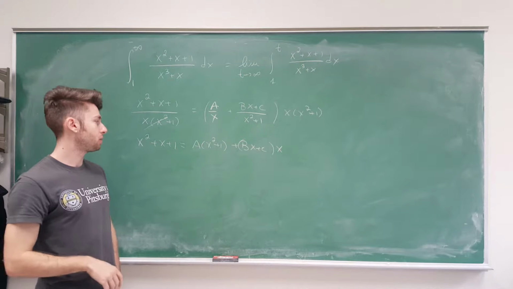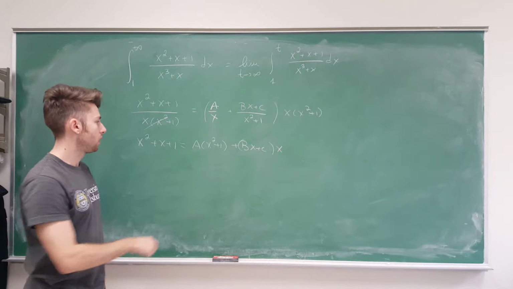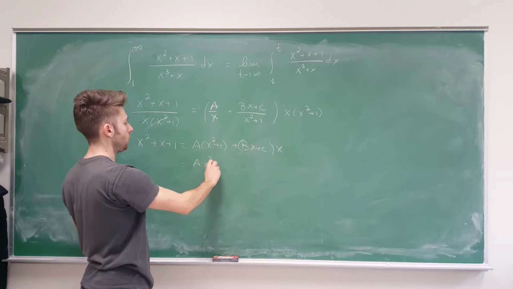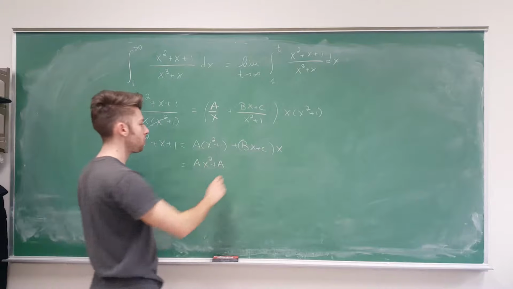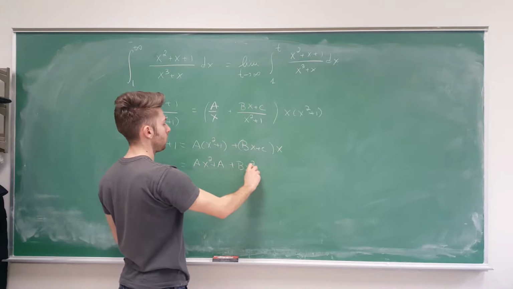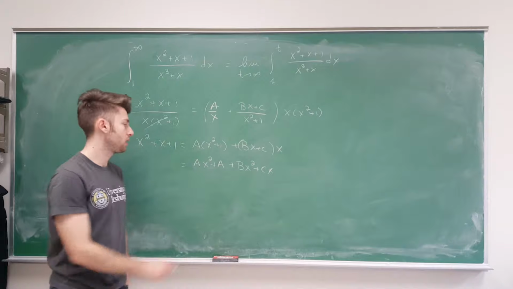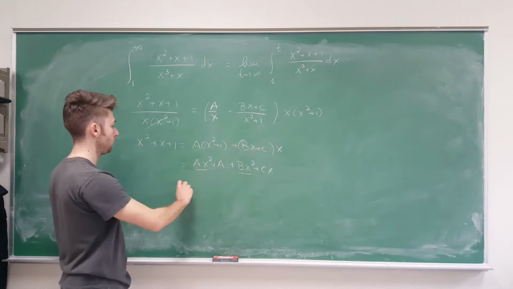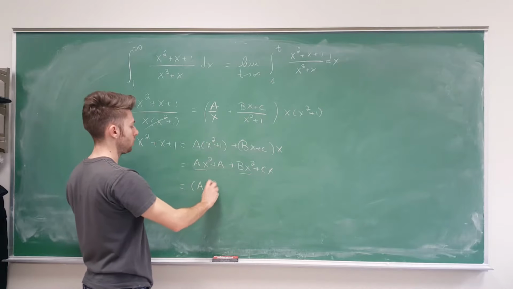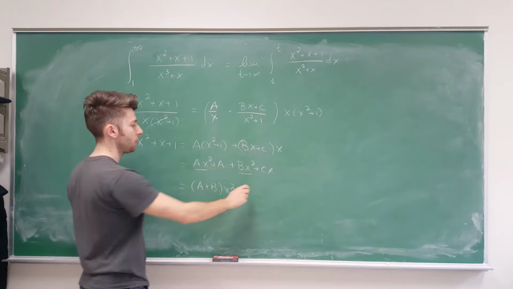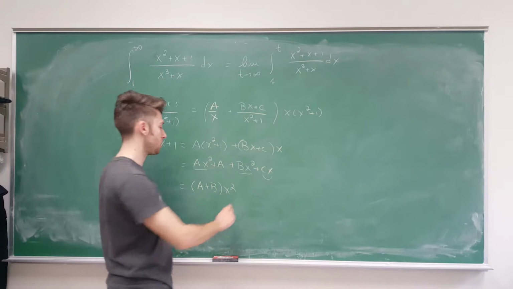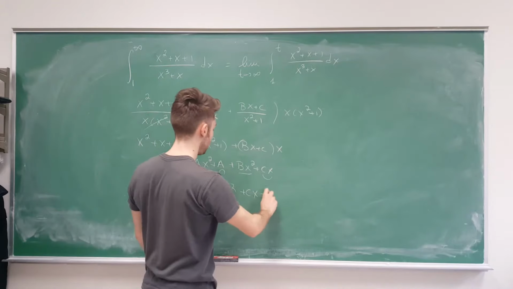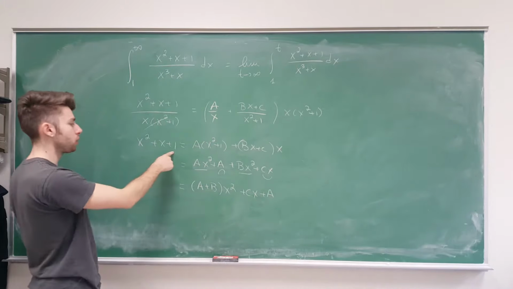And then multiply this out. We get ax squared plus a plus bx squared plus cx. These are the terms in x squared. So a plus b times x squared. Then I have only one term in x, which is c, x. And then I have the constant term, which is a. And this must be equal to this polynomial.